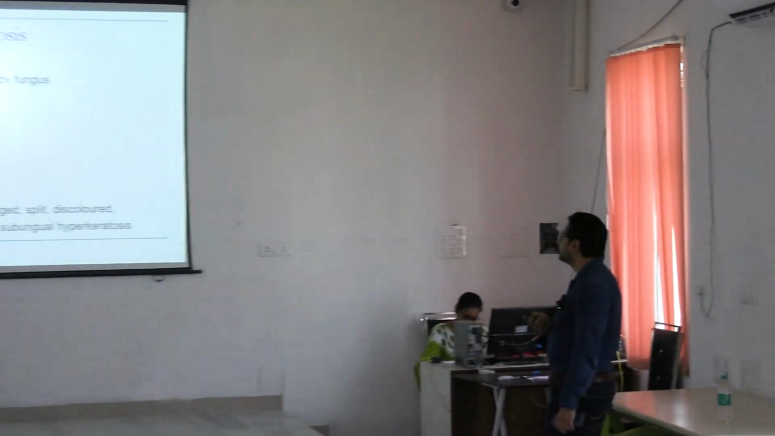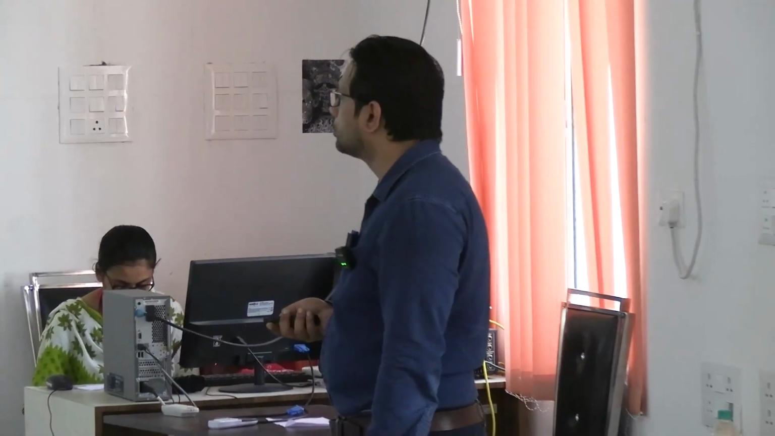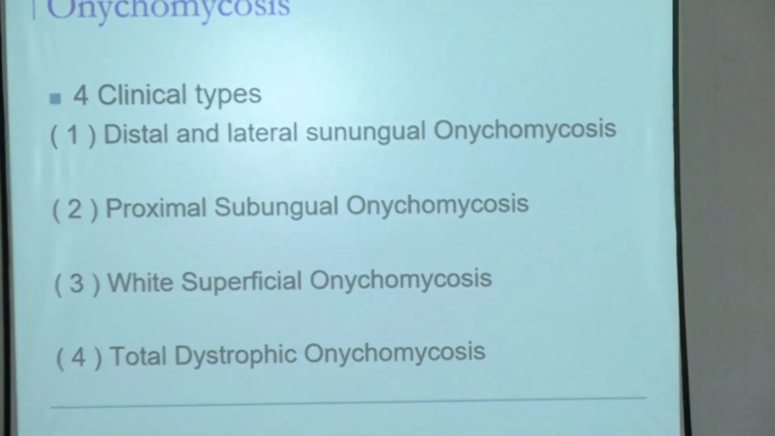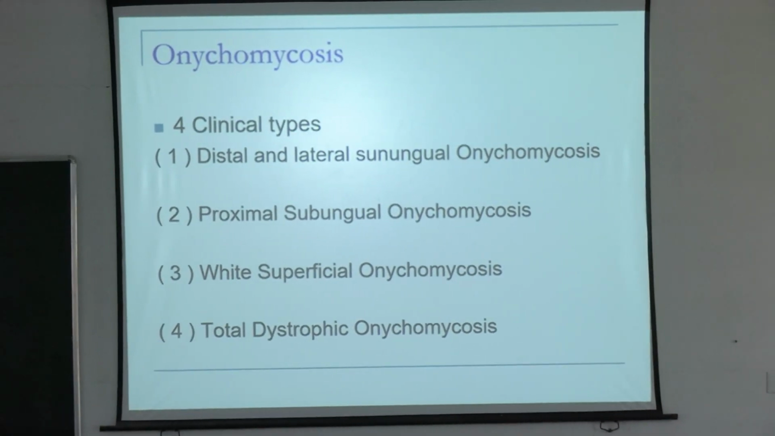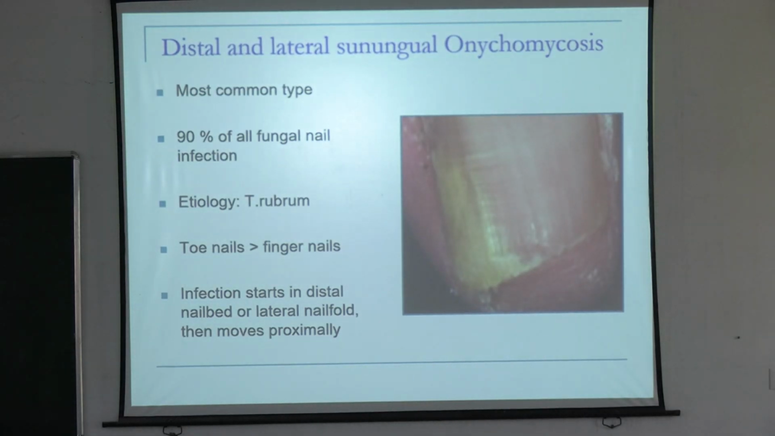So when it affects the nails, we call it onychomycosis or tinea unguium. So 20% of all nail disease is fungal infection of the nails. So there are 4 varieties of onychomycosis according to the site of infection: distal lateral subungual, proximal subungual, white superficial, and total dystrophic. So this is distal lateral subungual infection. You can see it distally and laterally on the nail.